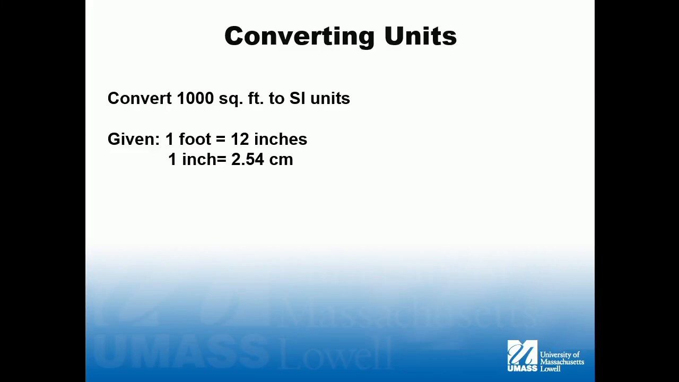Converting those units. So we're looking to convert 1,000 square feet to the SI unit, which is square meters. The conversion units for this question are the ones I gave you by mistake in the last one, which is that 1 foot is 12 inches and 1 inch is 2.54 centimeters.